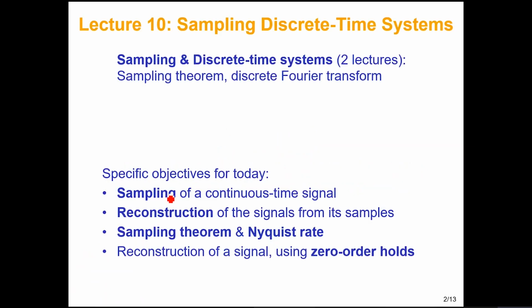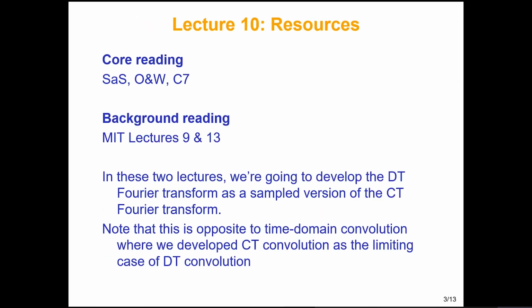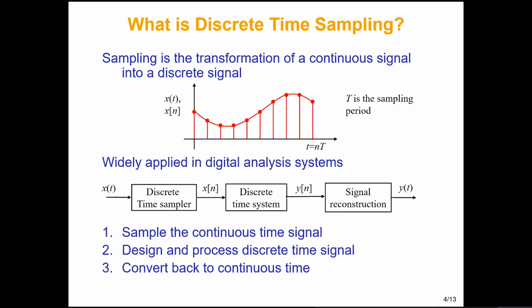So what topics are going to be covered? How do we sample? What is the Nyquist rate? How do we reconstruct? These types of topics will be covered in this slide set. This is basically chapter 7 of Signals and Systems, for those of you following the MIT lectures, starting from slide 9 or 13. So starting with the actual topic, what is discrete time sampling? This is today's topic, and in this we are going to cover details regarding sampling.